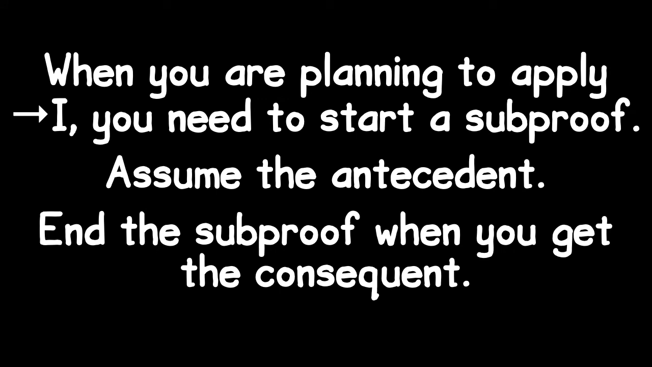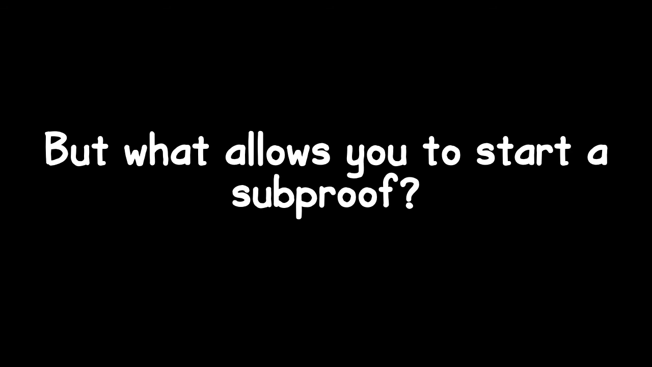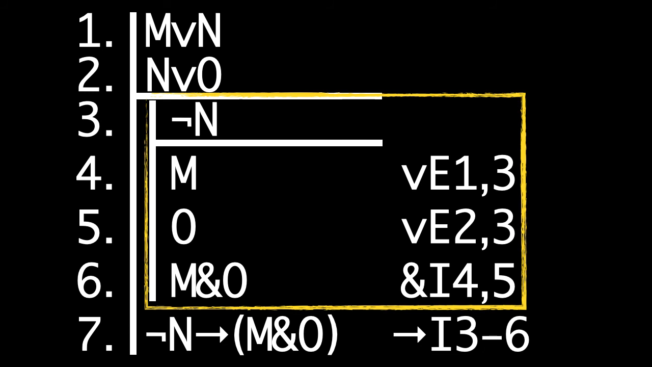The upshot of this is that when you're planning to apply arrow introduction, you need to start a subproof. You assume the antecedent, the thing on the left-hand side of the arrow, and you end the subproof when you get to the consequent, the thing on the right-hand side. But what allows you to start a subproof in the first place? If you think about it, the subproof doesn't actually show anything, really. On line 4, you're only allowed to conclude m because you have this extra assumption that you made on line 3.